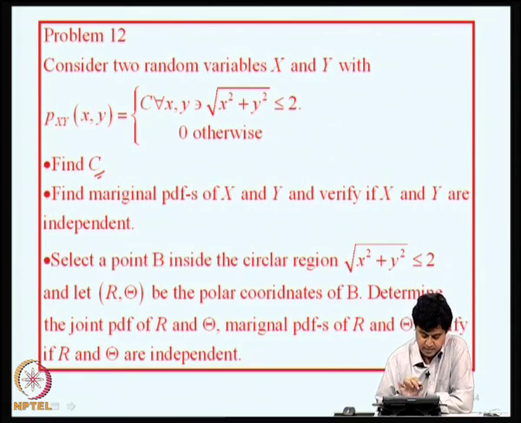Following this, there is another subsection here. Select a point B inside the circular region square root of x square plus y square less than or equal to 2, and let r and theta be the polar coordinates of B. We are asked to determine the joint PDF of r and theta, the marginal probability density functions of r and theta, and we need to verify if r and theta are independent.